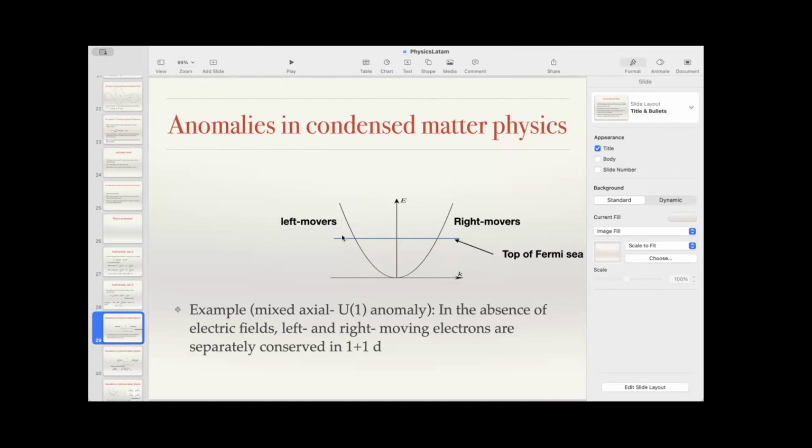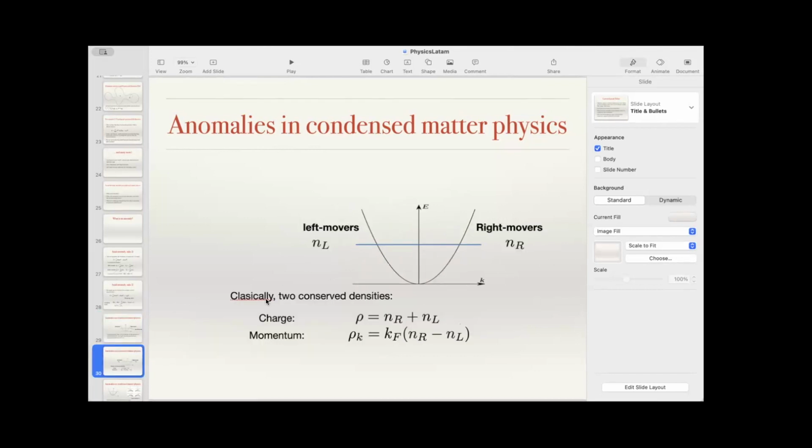And so, what are these two symmetries? Well, the two symmetries are associated with two densities that are classically conserved. First of all, I have this branch here, and this is called right movers, basically because these guys have positive velocity. And these I'm going to call left movers, and these guys have negative velocity. Okay, so I'm moving to the left.